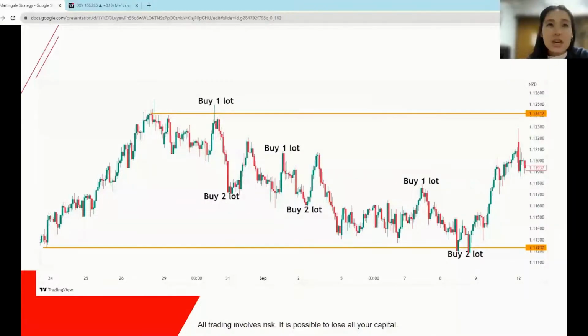So that's what I mean by trade management is super important if you're using the martingale strategy. In this case here, let's take a look at the buy one lot. Your take profit will probably be maybe here at this swing high, and then my stop loss would probably be just under here.